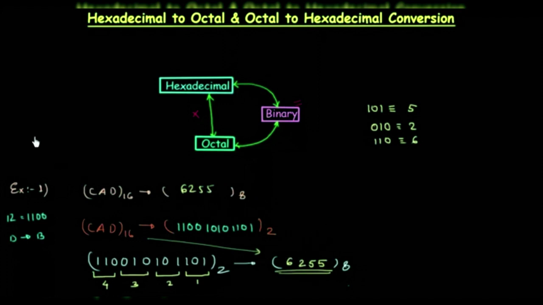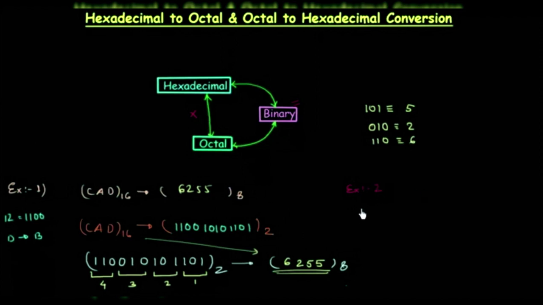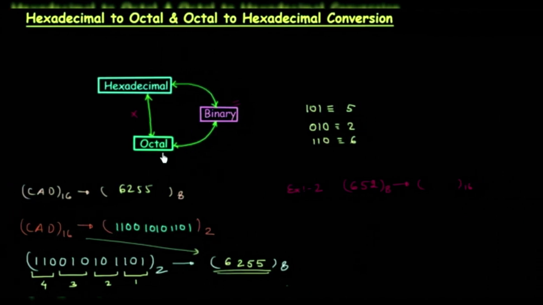It's very simple. Now we will move to the next example, the example number 2. And in this example, we want to convert octal number 652, this is in octal, to hexadecimal. In this example, we will reverse the process. First we will convert the octal number to binary. 652 is the octal number, and we will convert it to binary number.